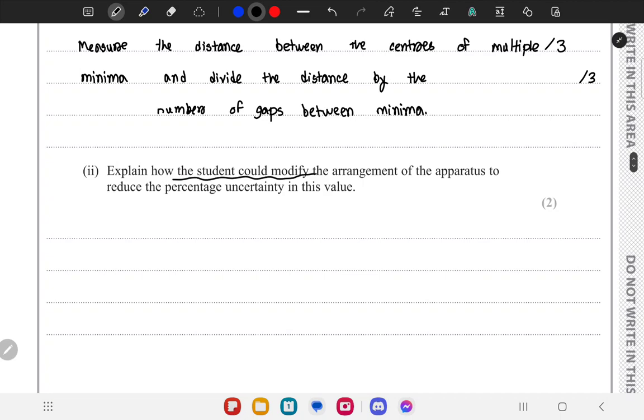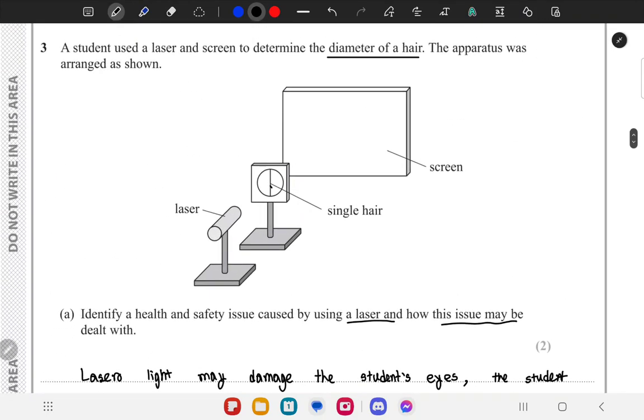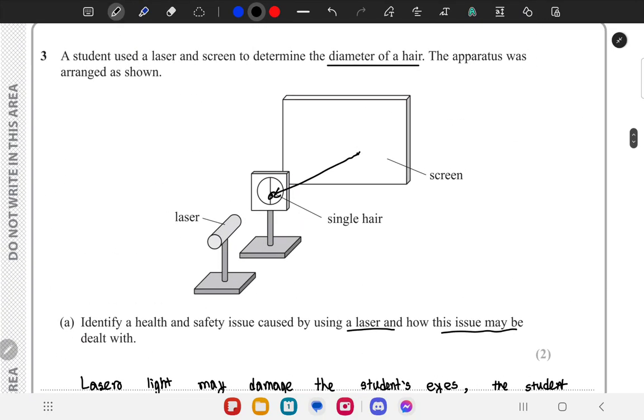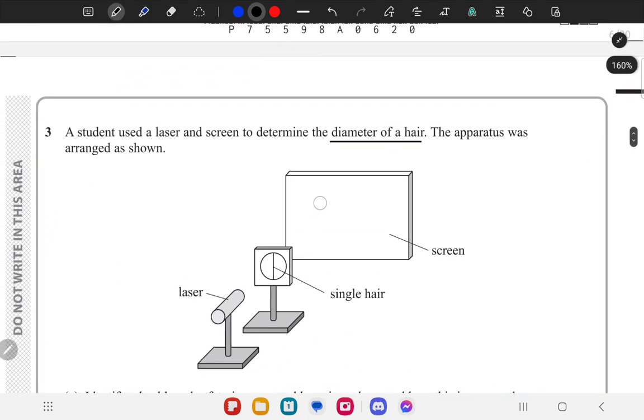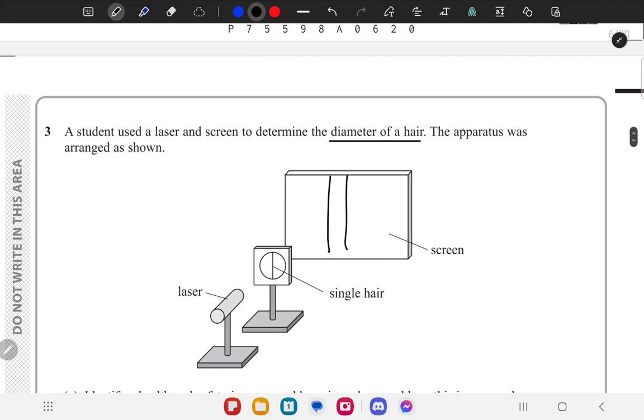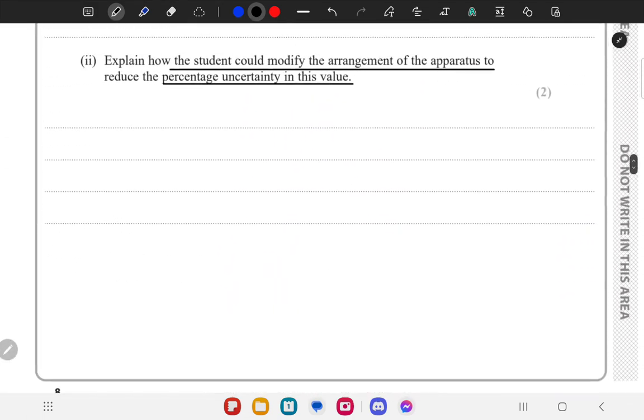Now we have to explain how the student could modify this arrangement of the apparatus to reduce the percentage uncertainty in this value. We could increase the distance of the hair from the screen. So if we increase this distance, the distance between two adjacent minima will move apart, so this distance will increase. As the measured value increases, our percentage uncertainty would decrease. So that's one approach we can take.